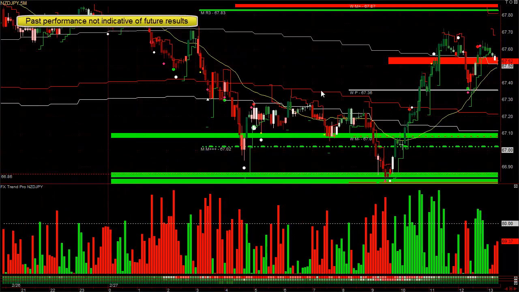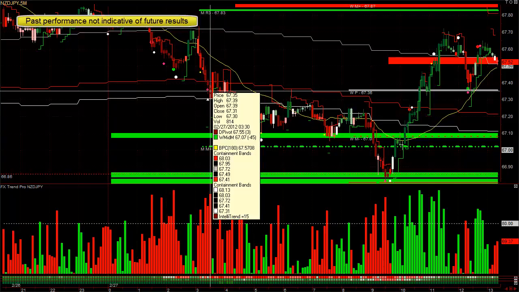If you miss the breakdown from above to below the hourly right here, a lot of times it will come back up and retest it. If it can't get above the hourly, that is really telling you something. There's sellers right there at the hourly. As soon as it starts to go back down, you're short at 61. Looks like the trailing stop got you out here at 35.